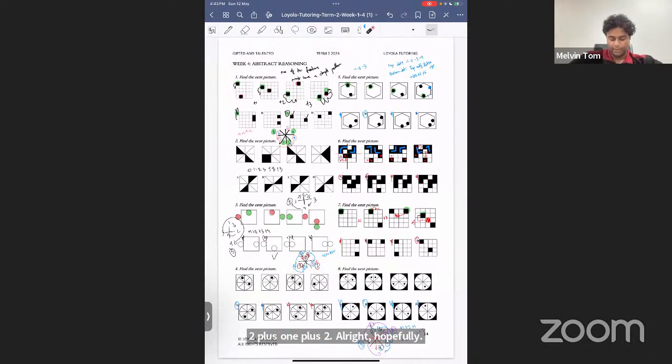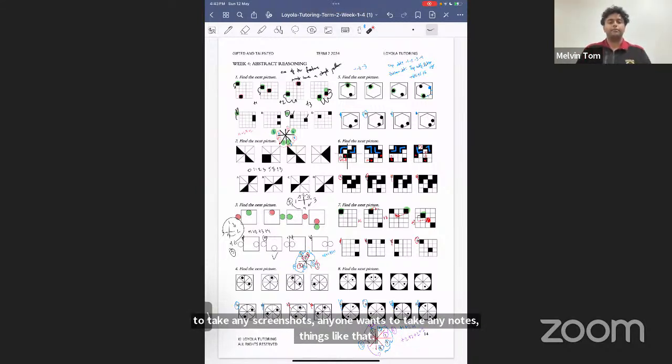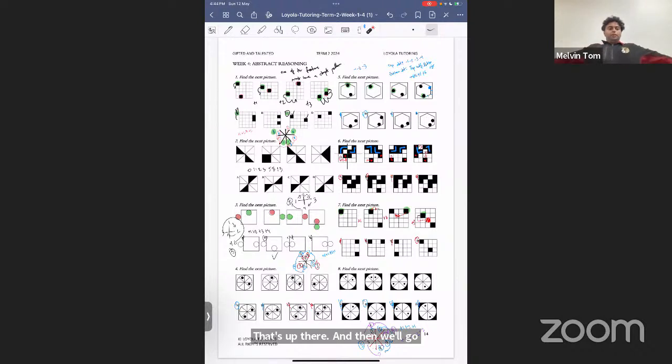I'm going to zoom out. If anyone wants to take any screenshots, anyone wants to take any notes, things like that, that's up there. And then we'll go into the next page.